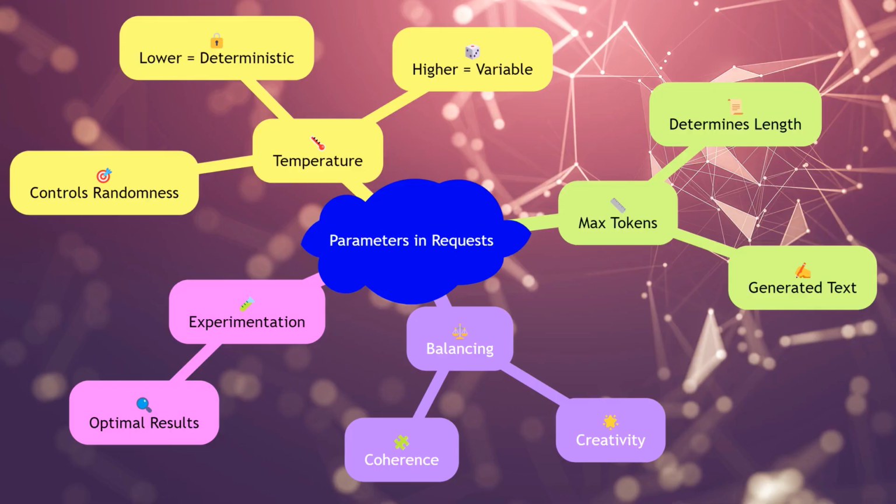When submitting requests, parameters like temperature and max tokens play a crucial role. Temperature controls the randomness of the output. A lower temperature makes the output more deterministic, while a higher temperature introduces more variability. Max tokens determine the length of the generated text. Balancing these parameters helps in achieving the desired level of creativity and coherence in the generated content. Experimenting with different settings can yield optimal results.